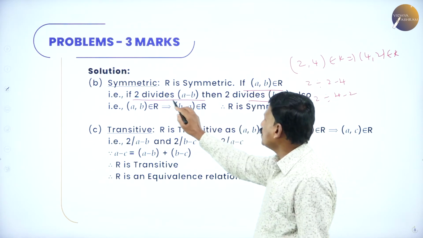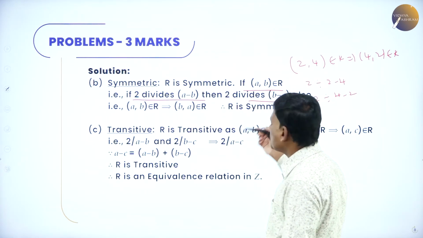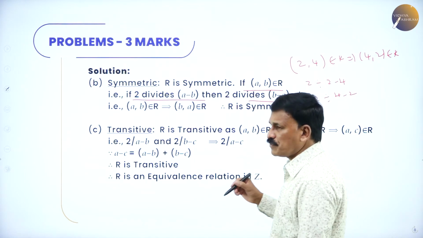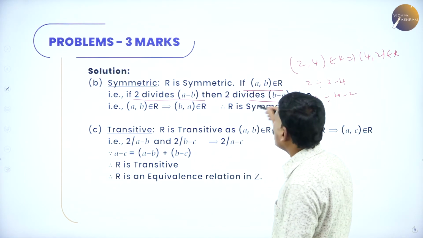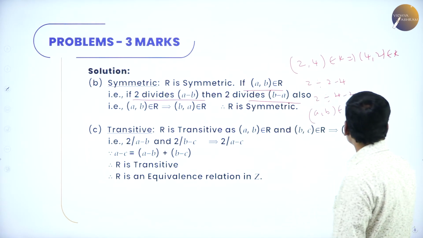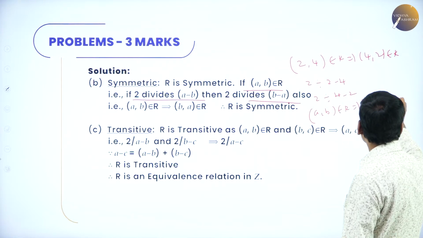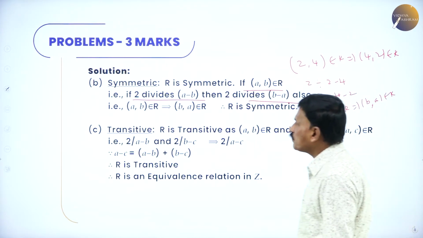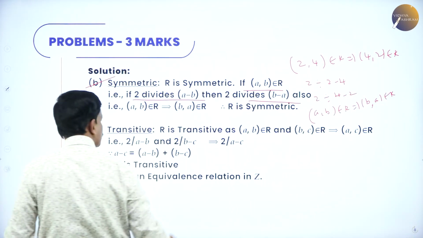That is, if 2 divides A minus B, then definitely 2 also divides B minus A. Therefore, (A, B) belongs to R implies (B, A) also belongs to R. Therefore, R is a symmetric relation.